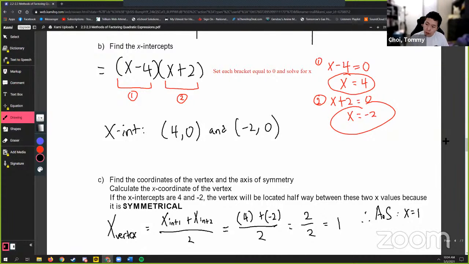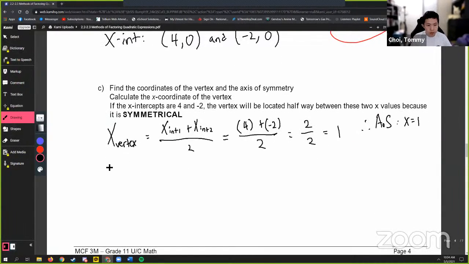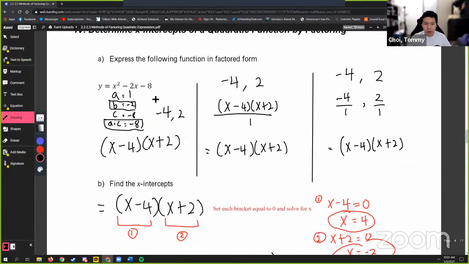So now we're going to use this to our advantage to solve for the vertex. We're going to plug in x equals 1. Since the x value of the vertex is 1, we're going to plug it in to solve for y. To solve for y, you can plug it into the original equation, or you can plug it into the factored form. It doesn't matter which one. My suggestion is to plug it into the beginning.